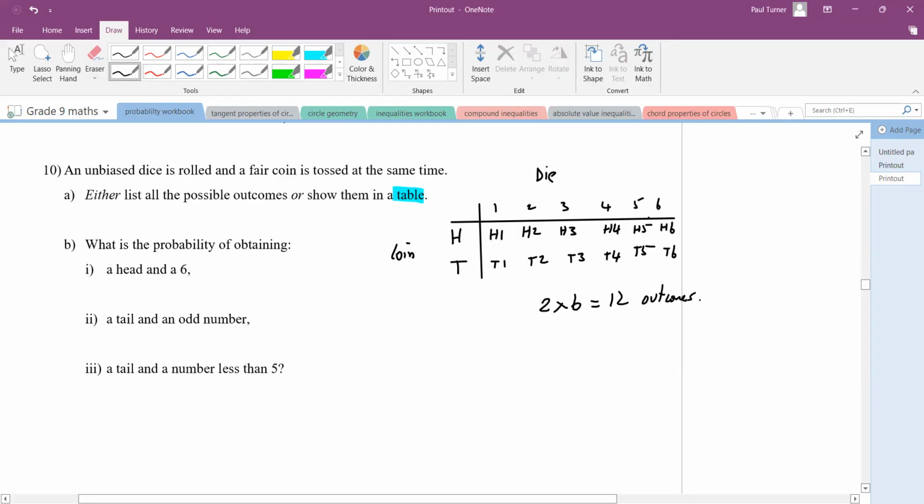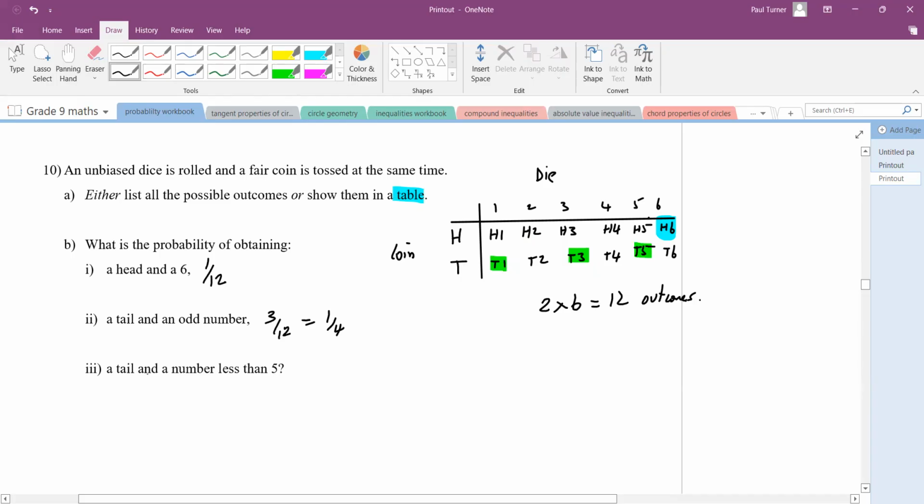So this is what can come out, the outcomes. So what is the probability of obtaining a head and a 6? And from your table, there's actually only one way to do that. So this is going to be 1 out of 12 for that outcome. A tail and an odd number. So tail and odd, we will look at the tails and we look at the ones with odd numbers. So that's got to be 1, 3, and 5 with a tail. So that gives us 3 out of 12, which is 1 out of 4 for that outcome.